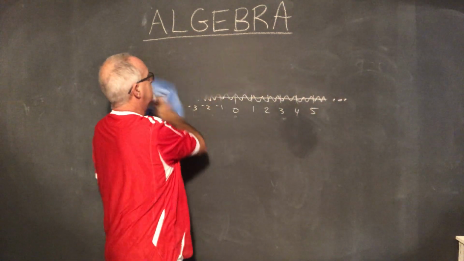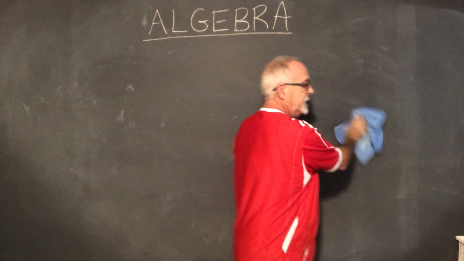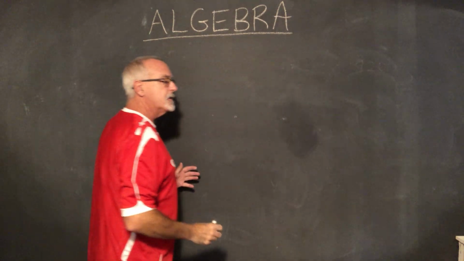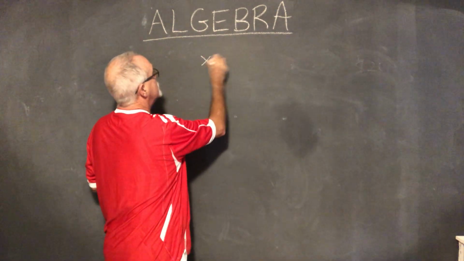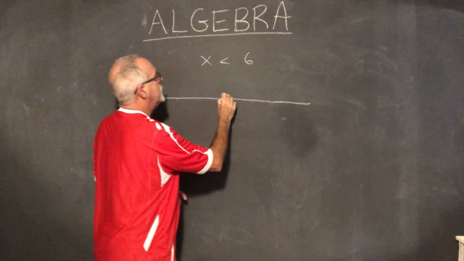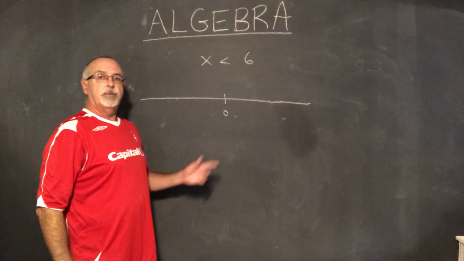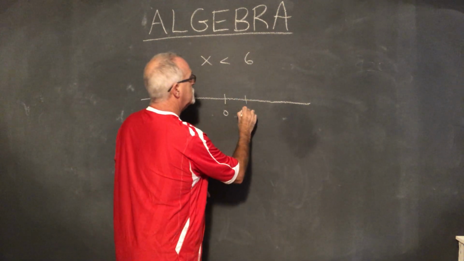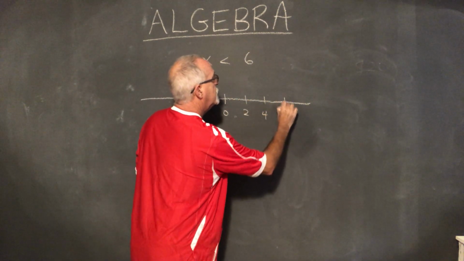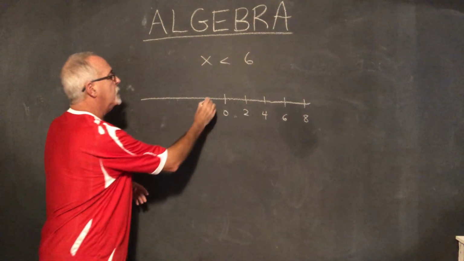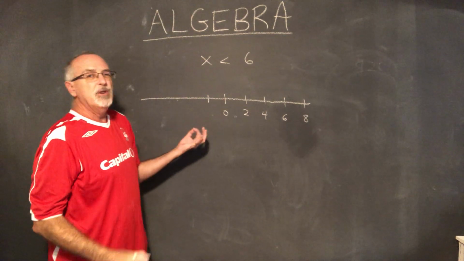X less than 6. Numbers are getting a little larger. It's because I'm trying to avoid repeating using all the same numbers. X less than 6. What can I do differently here? How about if I scale my number line, instead of just going up by 1s, I could go up by 2s. 2, 4, 6. Yes, we can do this.